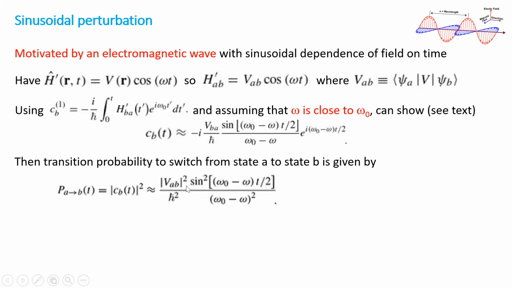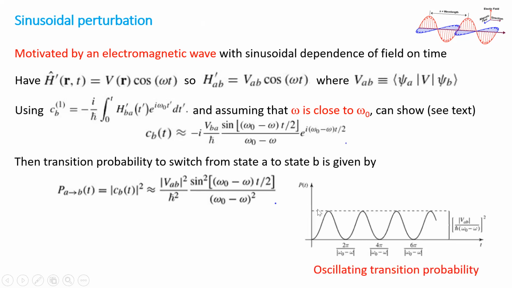It depends on the strength of the perturbation, the square of this perturbation. So the stronger the time-dependent potential we have, the amplitude of it, the more likely we are to drive the transition. But notice the behavior here. It goes as the sine squared of something involving t. So it's actually going to oscillate in time. And you can see that here.